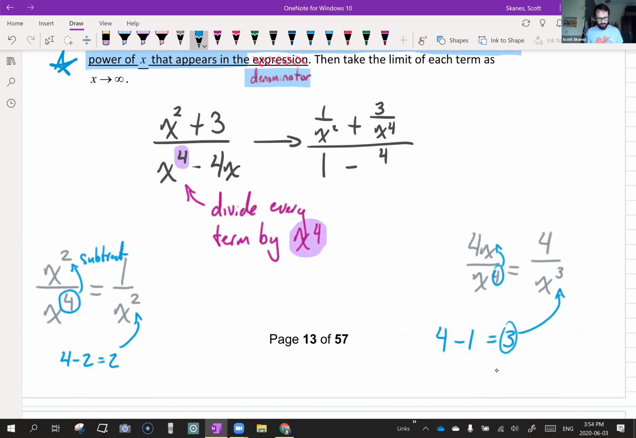You'll get lots of practice with this. Let me show you where I'm going with it. Once we're done, we'll get the limit of this. And you'll see why I taught you how to do this.